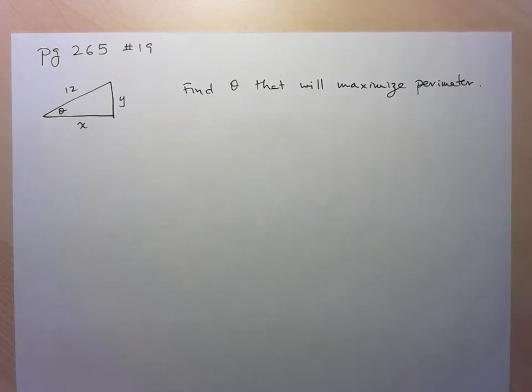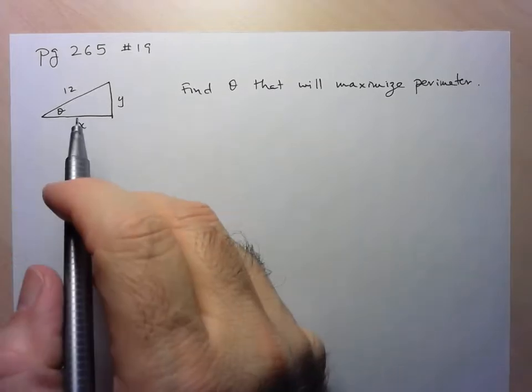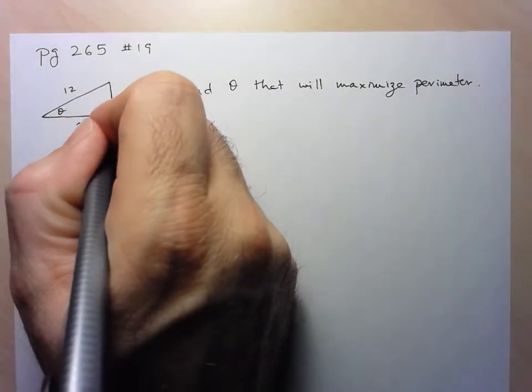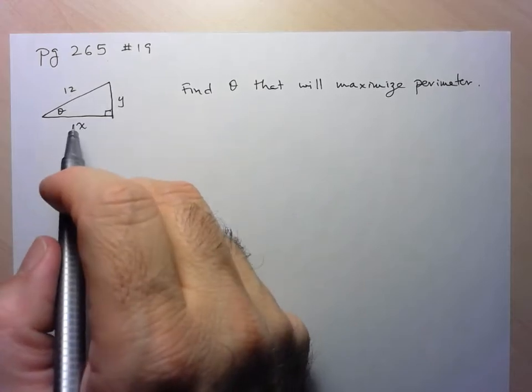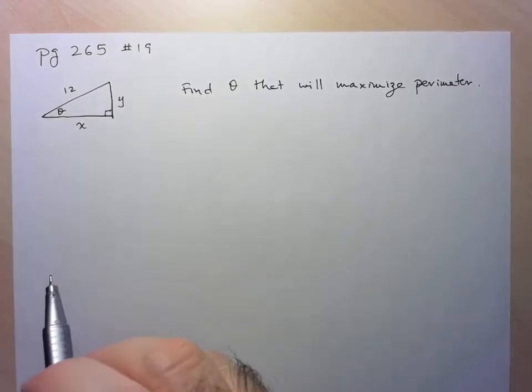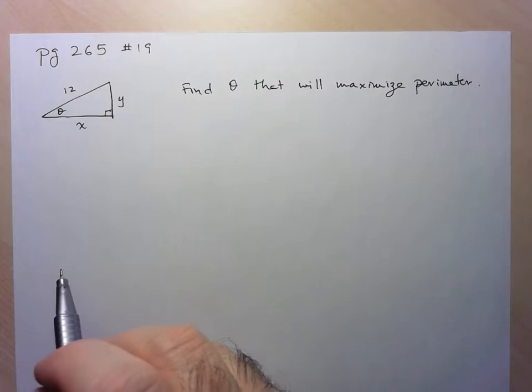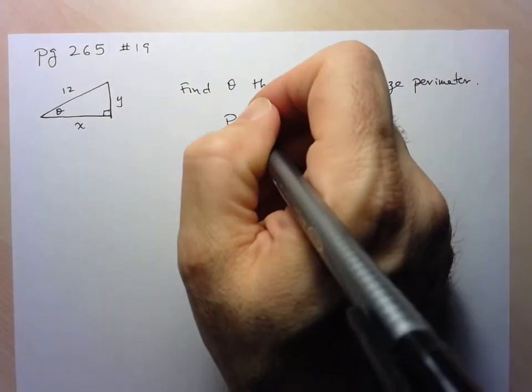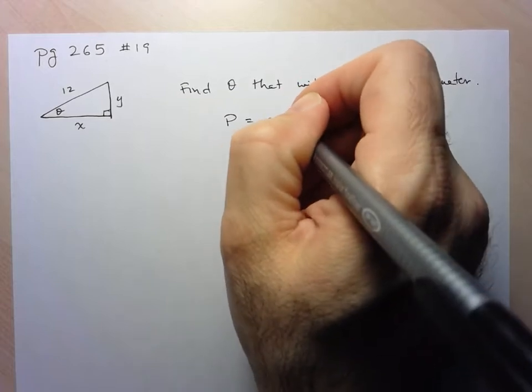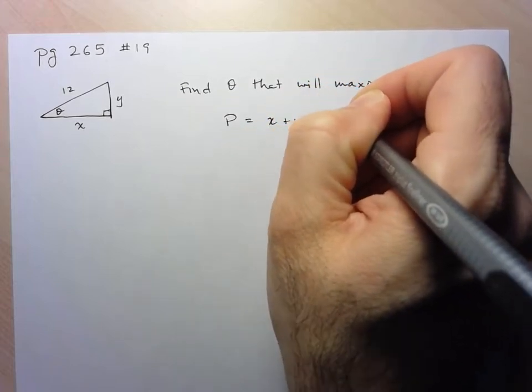Hi folks, we're going to take a look at the solution to number 19 on page 265. So they give us this right angle triangle and they want us to find the angle theta that's going to maximize the perimeter of this right angle triangle that has got a hypotenuse of 12. Okay, so first of all, what we're trying to maximize is the perimeter, which is just going to be x plus y plus 12.